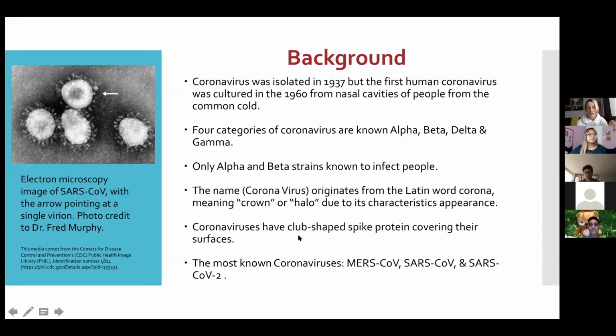Coronaviruses have club-shaped spike proteins covering their surfaces. You don't really see the club shape here, but those are the spikes that make the corona appearance. The most known viruses are MERS-CoV, SARS-CoV, and SARS-CoV-2. Moving on to the next slide.